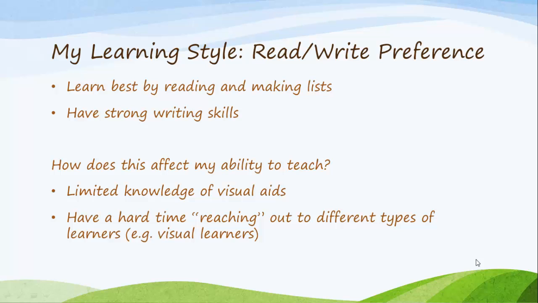According to the VARC questionnaire, I have a strong reading and writing preference. This means I learn best by reading words and instructions and by making lists. How does this affect my ability to teach? I think it does because I have a limited knowledge of visual aids and I have a hard time reaching out to different types of learners, especially those who are visual learners.